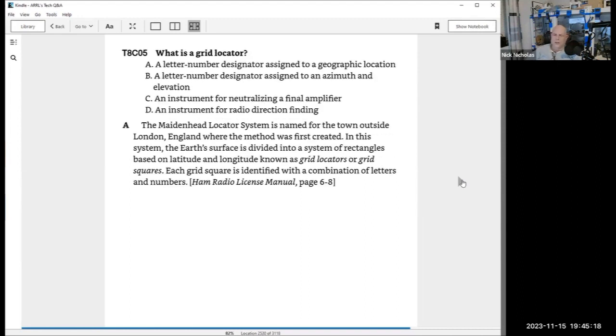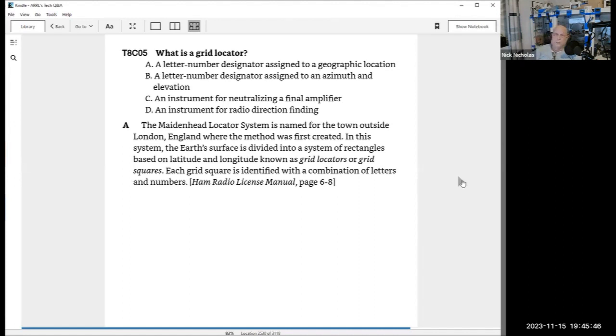What is a grid locator? A grid locator is a number designated assigned to a geographic region. You can find grid maps on the net. You can find them published by the ARRL. You can find them around the world. Every bit of the earth that has land has a grid assigned number, and they cover a pretty fair size area.